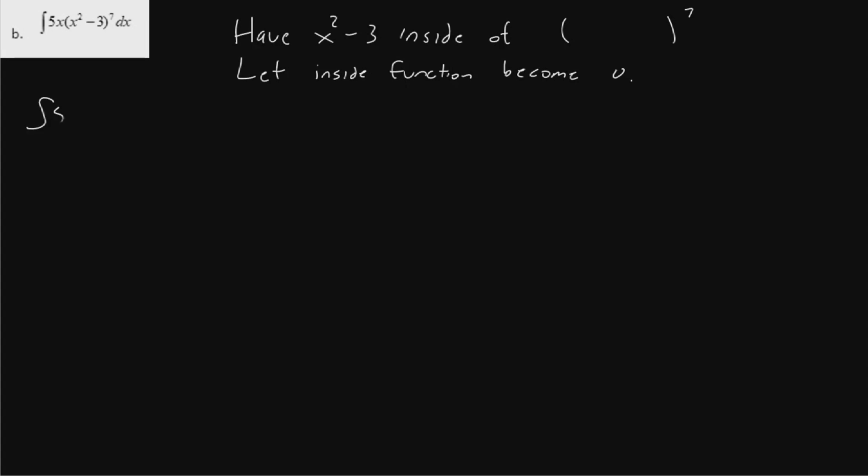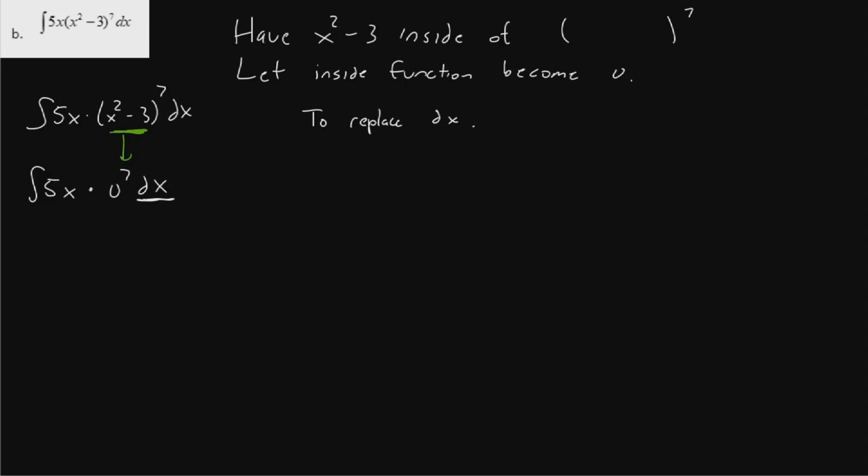So our integral begins as 5x times x squared minus 3 raised to the 7th dx. But let us replace this x squared minus 3 with u. So now this integral becomes integral of 5x times u to the 7th dx. Now that we know where to place u, let's think about how to replace this dx. But there's a couple of steps we have to follow to get there.